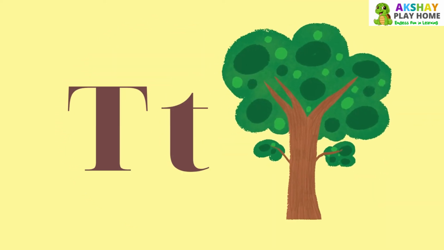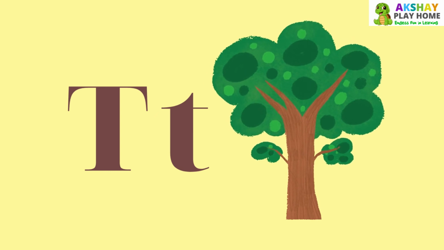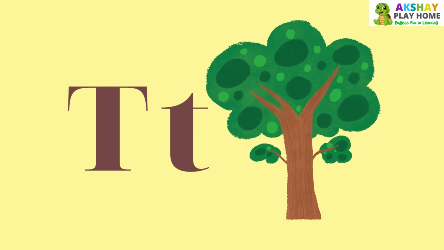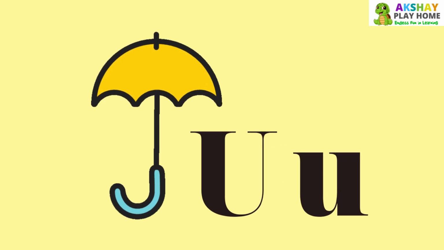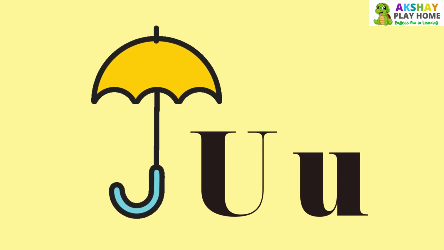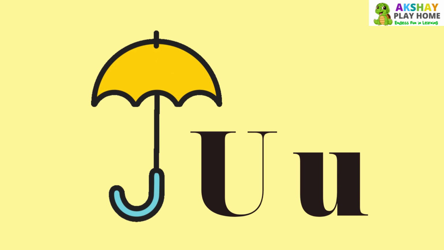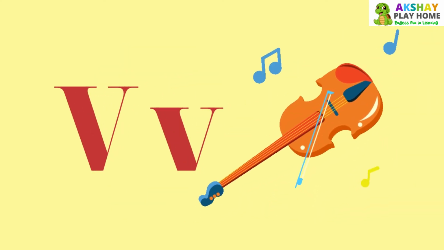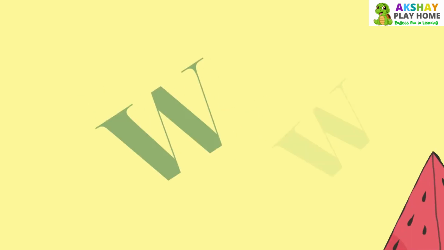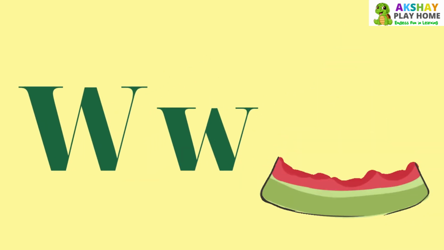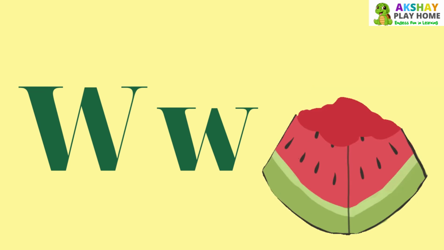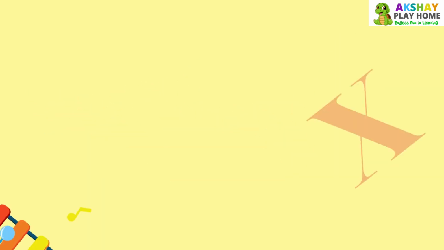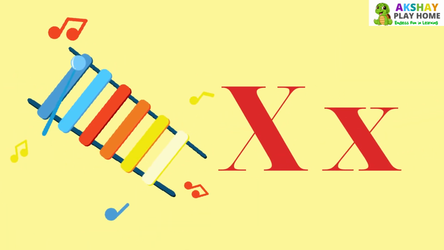T says t. T for tree, t. U says a. U for umbrella, a. V says w. V for violin, w. W says w. W for watermelon, w. X says sk.